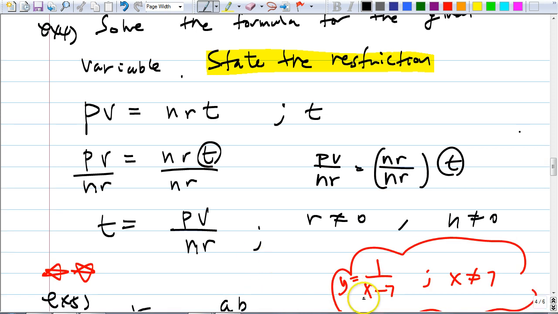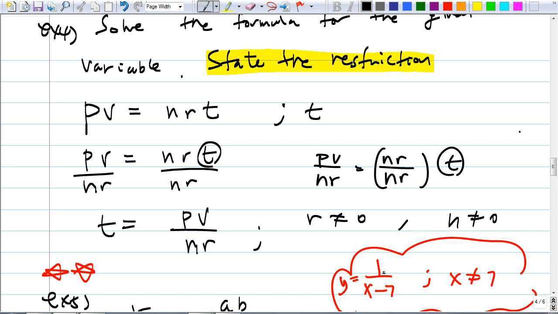If I have something like this, x minus 7, look, what happens if x is 7? That's very good, okay? So a restriction doesn't always have to be something that cannot equal 0. It could be any number you want. What if you wanted 8? Then you could have x minus 8. What if you wanted 10?